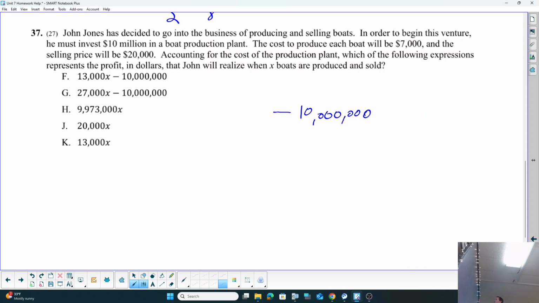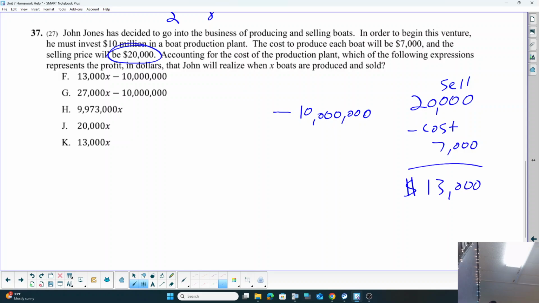Okay, and the selling price is $20,000. So if you do $20,000 to sell it, minus the cost of $7,000, that'll give us a profit of $13,000 per boat, right? But you do have to minus off the $10 million. So $13,000 per boat, minus your initial $10 million, will give you the total profit.